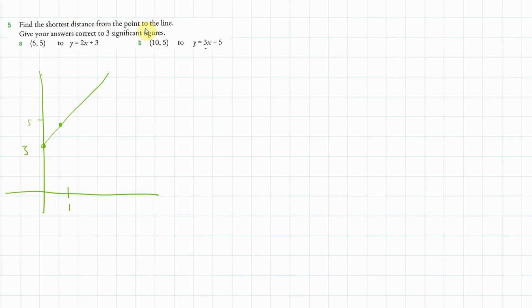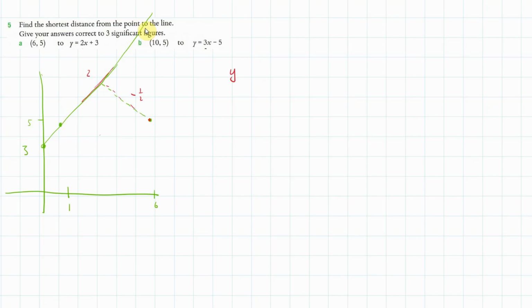Now what we're trying to do is find the point over here at (6, 5), which is here, and we want to find the shortest distance between the line y equals 2x plus 3 and this point. So we're going to draw a perpendicular line here, and that's the distance that we want to find. How are we going to do that? We could find the gradient of this, which is 2, and therefore the gradient of this, since it's perpendicular, must be minus 1/2.